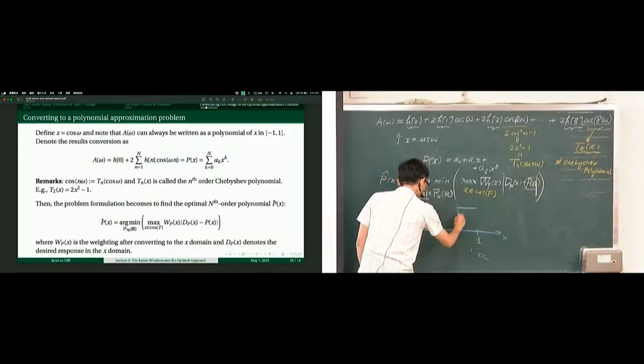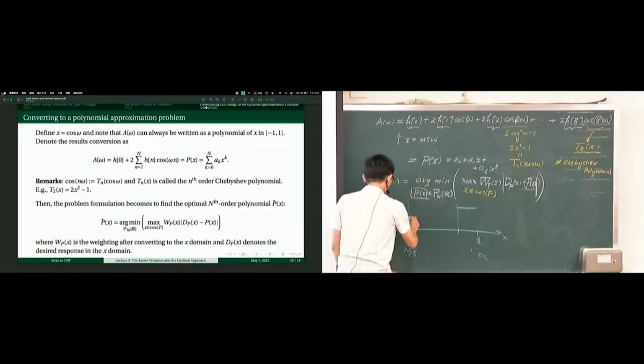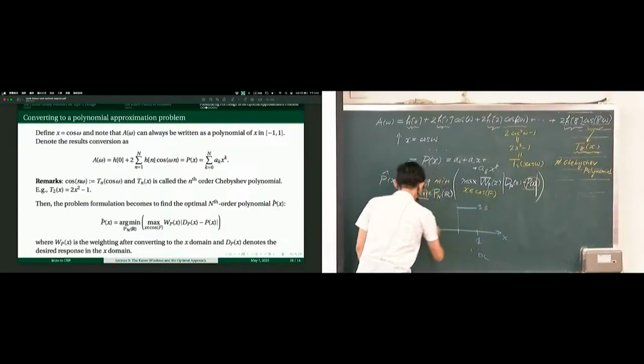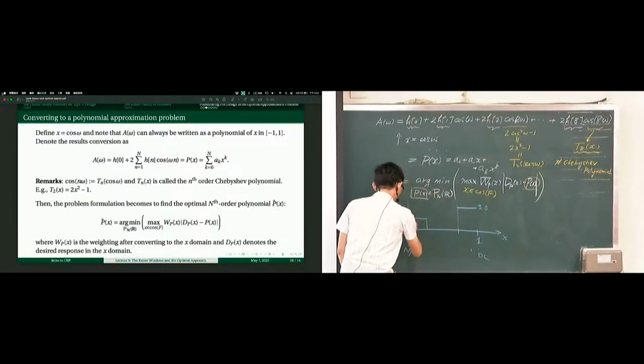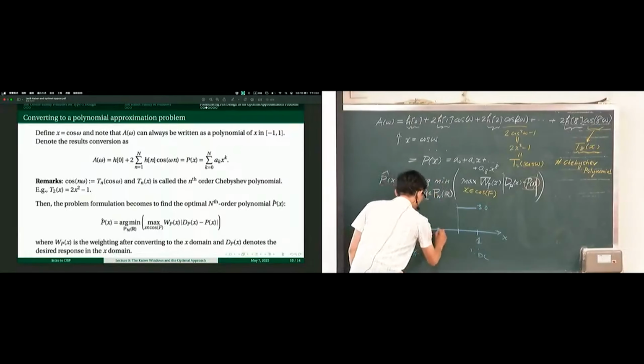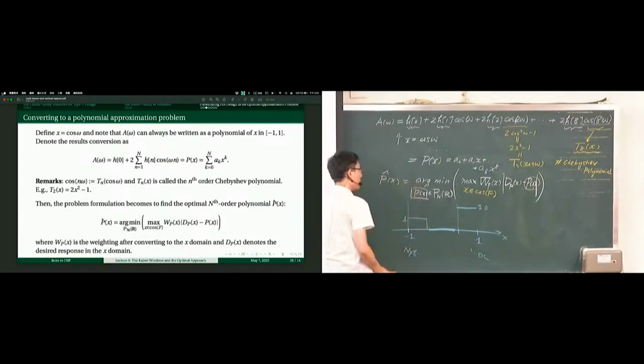That's our low pass, the first pass band. And the second pass band has a gain of 1. So this is 3. This is 1. And there's a stop band where the desired response is 0. Okay? So this is how the desired response looks in the X domain.